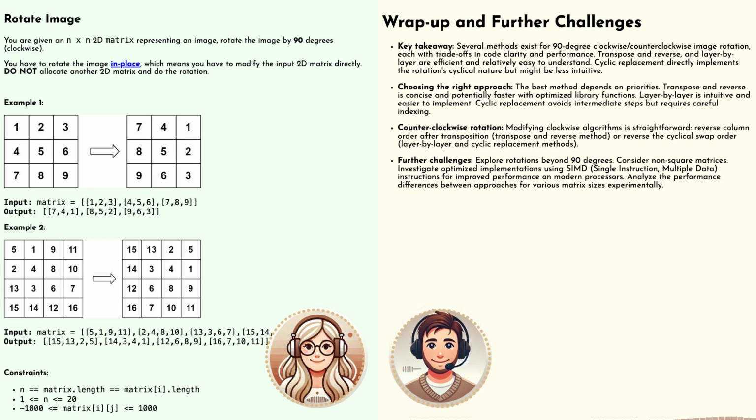So how does this cyclic replacement thing actually work? Well, let's stick with our 3x3 matrix. Remember, in layer by layer, we would have swapped the top left element with the top right, then top right with bottom right, and so on. Each element doing its little 4-step shuffle. Exactly. With cyclic replacement, we cut out the middleman.